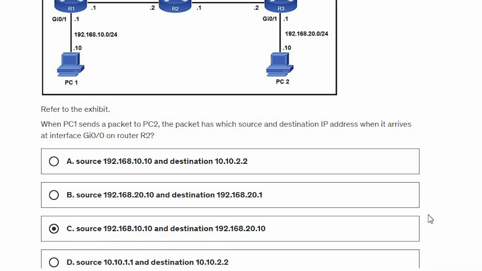Answer number 4. The source IP address 10.10.1.1 and the destination IP address 10.10.2.2 do not correspond to the IP addresses of PC1 and PC2 in the scenario described in this exhibit. This combination is incorrect for the packet arriving at the interface Gi0/0/0 on router R2.